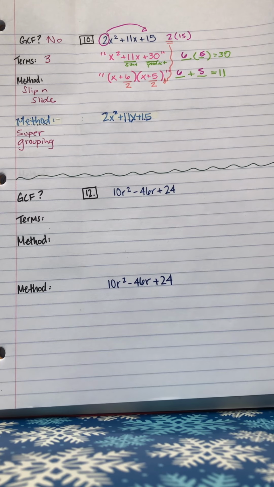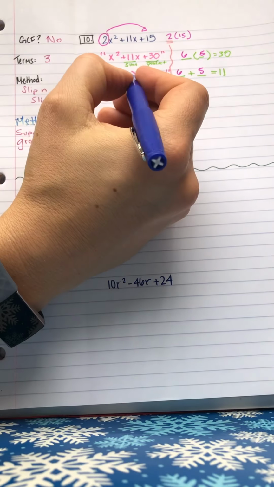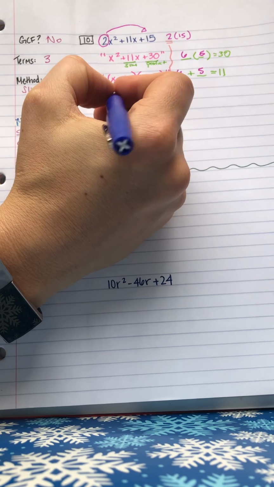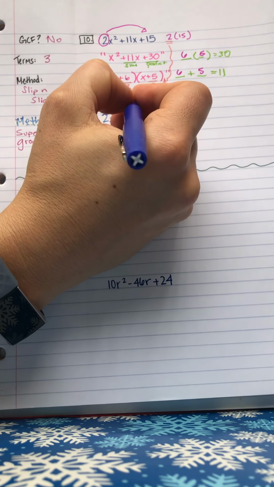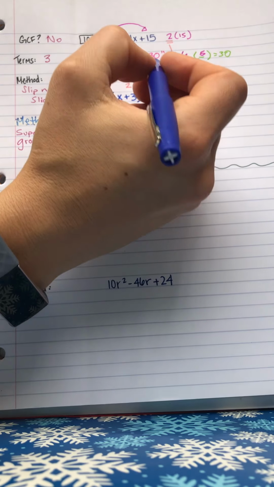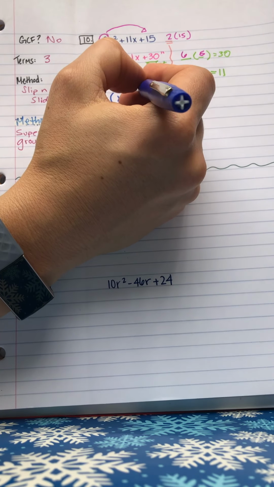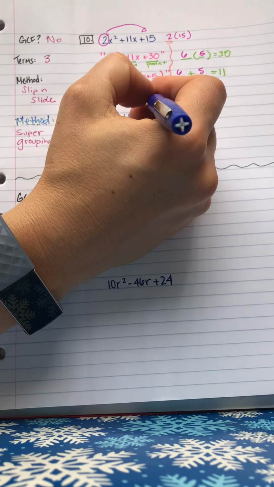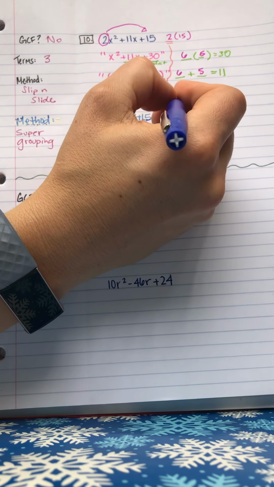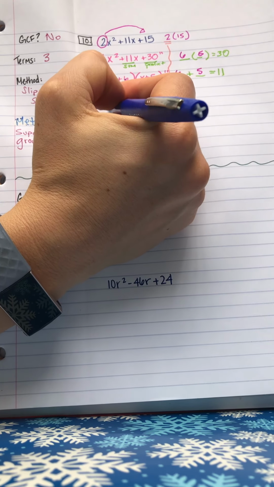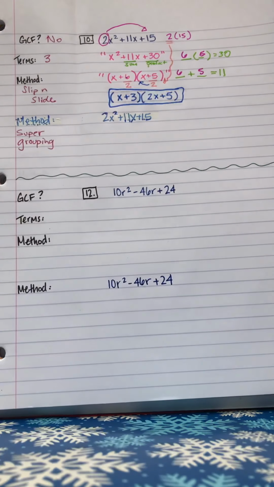Now, this will be my final answer, so I'm going to take it out of the quotations, bring it back to the real world. Can I simplify 6 divided by 2? Yes. 6 divided by 2 is 3, so my first binomial is x plus 3. Can I simplify 5 divided by 2? No. So we're going to put the 2 out in front. 2x plus 5 is my second binomial. And that's your final answer using slip and slide.